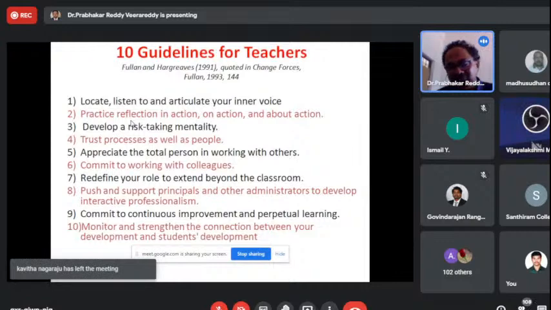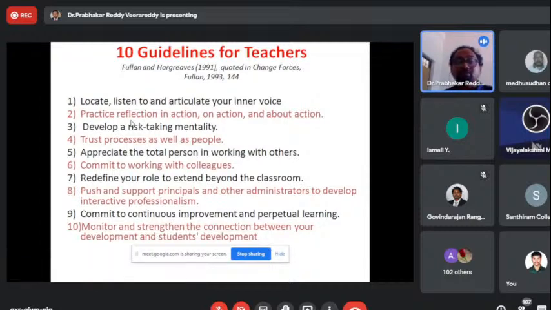How many colleagues are going to change? Very tough. From there, you should adjust. Please change the mentality of those. Listen to your words. Trust process as well as people. Appreciate the total person working with others. Commit to working with colleagues.